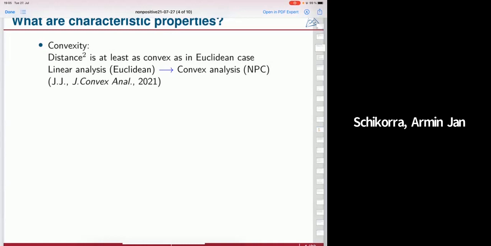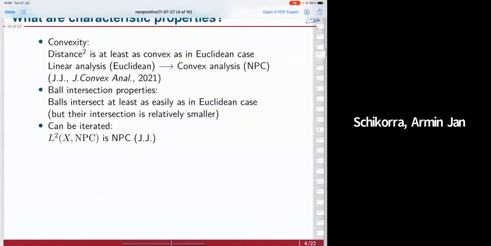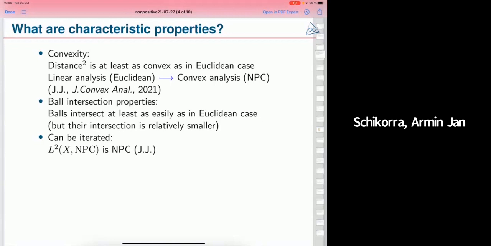And what will be particularly important for us, non-positive curvature can be characterized in terms of ball intersection properties. As we will see and explore in this talk, balls in an NPC space intersect at least as easily as in the Euclidean case, although the intersection is relatively smaller. And non-positive curvature can be iterated. If you have a non-positively curved space and you look at the L2 space of mappings from some space X with a measure into that space, then this L2 space again is a non-positively curved space. So constructions can be iterated.